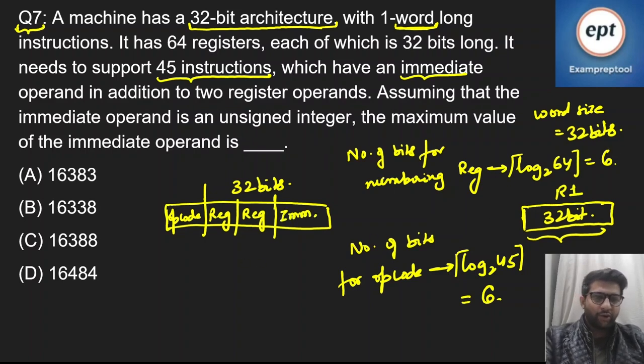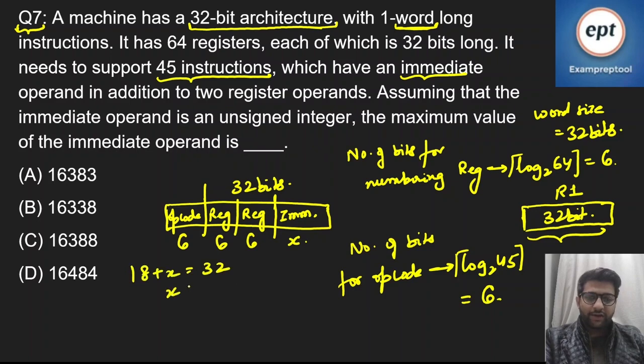The number of bits that we required for numbering the registers were 6. So 6 for this field and 6 for this field and also 6 for the opcode, right? Now for the immediate value, if the number of bits for the immediate value is x, this means that 18 plus x equals 32, and x equals 14, right? Now the question is saying that assuming the immediate operand is an unsigned integer, what is the maximum value of the immediate operand?